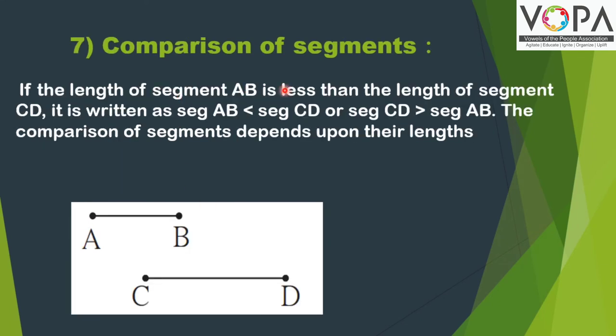Comparison of segments. If the length of segment AB is less than the length of segment CD, it is written as segment AB less than segment CD or segment CD greater than segment AB. The comparison of segments depends upon their lengths. So, how do we compare two segments? Based on their length. If this is smaller than this one, that is CD, then AB is less than CD or CD is greater than AB.